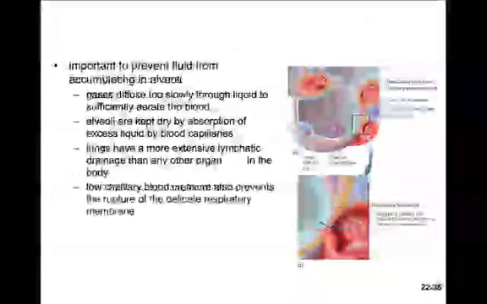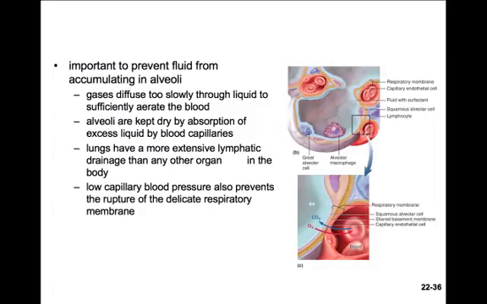Now, it's very important to prevent fluid from accumulating in the alveoli, because gases diffuse too slowly through liquid to sufficiently aerate blood, so we need to keep them full of air. So except for the thin film of moisture or surfactant on the alveolar wall, the alveoli are kept dry by the absorption of excess liquid by the blood capillaries.